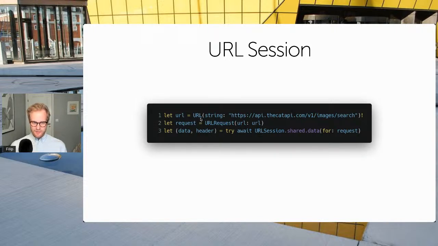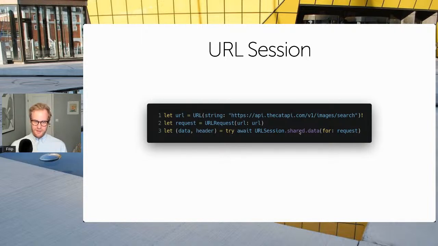So line by line, you have a URL, and this is the URL to the cat API. As I said, is this code smell? Yeah, perhaps, since we're force unwrapping it. But we know this is the actual format for a URL. So we know this is going to result in a URL. So in this case, it could be considered fine. You create a URL request, which is also a Foundation type.